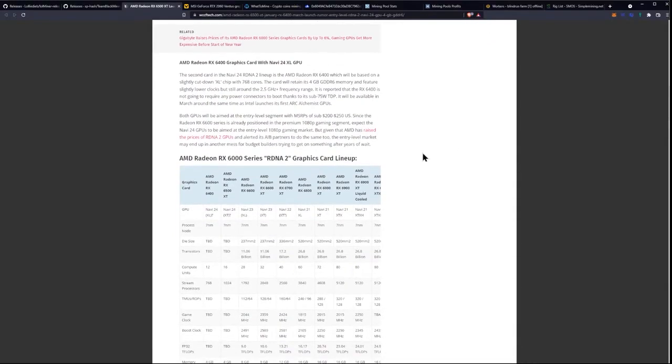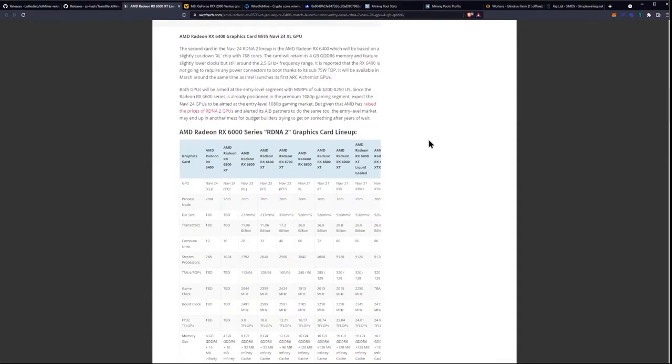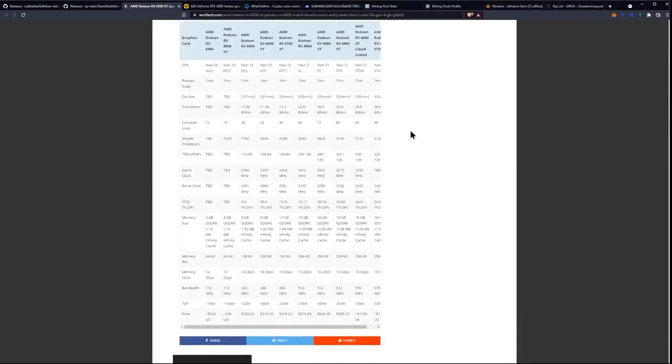Both GPUs will be aimed at entry-level segments with MSRPs of sub 200 to 250 US dollars, since the RX 6600 series is already positioned in the premium 1080p gaming segment. Expect the Navi 24 GPUs to be aimed at the entry-level 1080p gaming market, but given that AMD has raised the prices of RDNA 2 GPUs and alerted its AIB partners to do the same too, the entry-level market may end up in another mess for budget builders trying to get something after a year's wait.